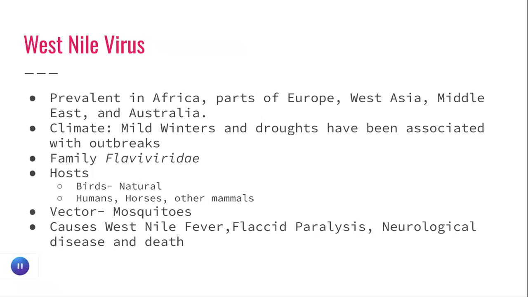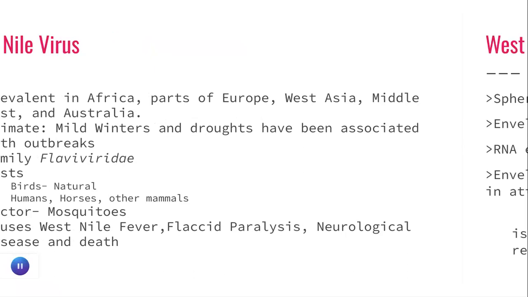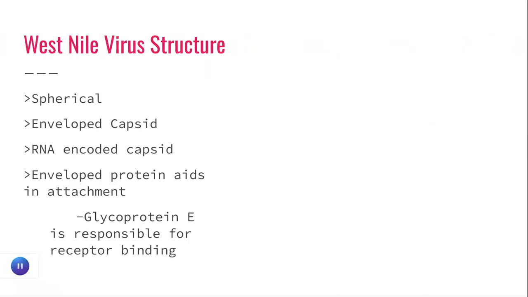This virus is prevalent in Africa, parts of Europe, West Asia, the Middle East, and Australia. It prefers mild winters and droughts, as this type of climate has been associated with outbreaks. The family it's part of is the Flaviviridae family. Its hosts are birds and humans, and its vectors are mosquitoes. This virus is known to cause West Nile fever, flaccid paralysis, and neurological disease, and sometimes death. It's not guaranteed, so sometimes death.